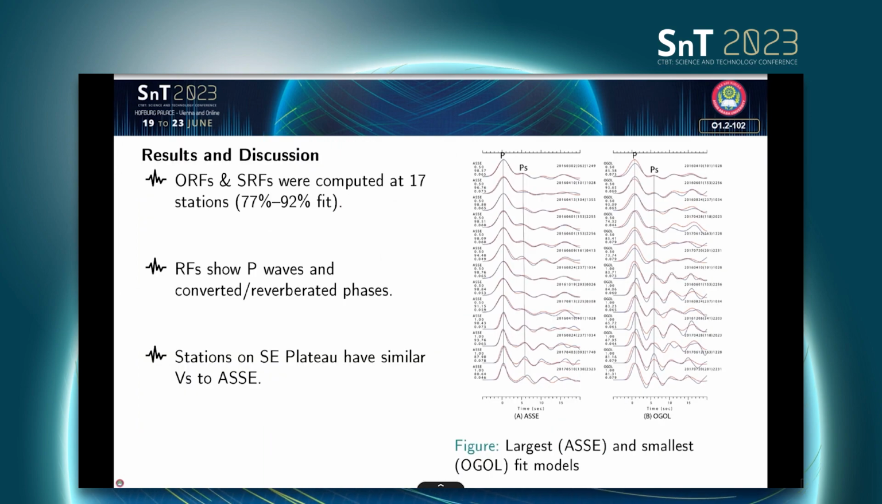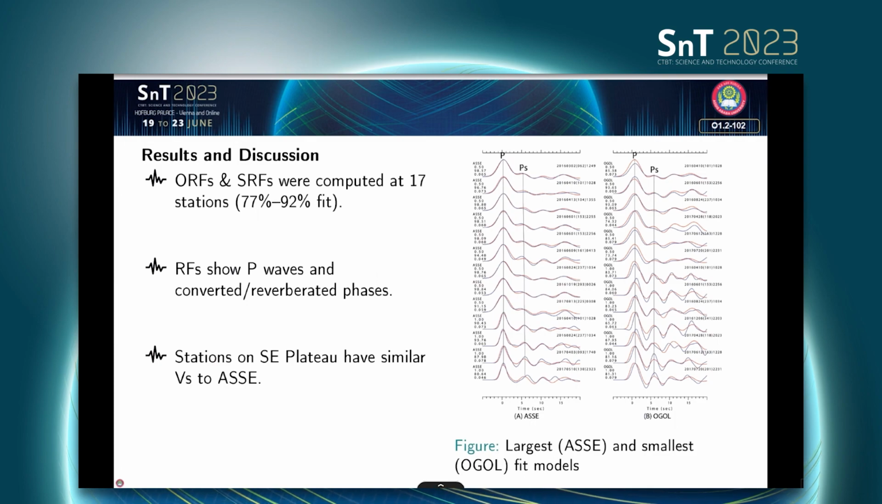These are the receiver functions that we obtained. The green receiver function is the calculated model, whereas the red receiver function is the synthetic generated model. In doing this, we have set the fitness between 77 and 92%. The 92% is the highest fit of receiver function between observed and calculated, whereas the lowest fit is 77%, as we have seen here.